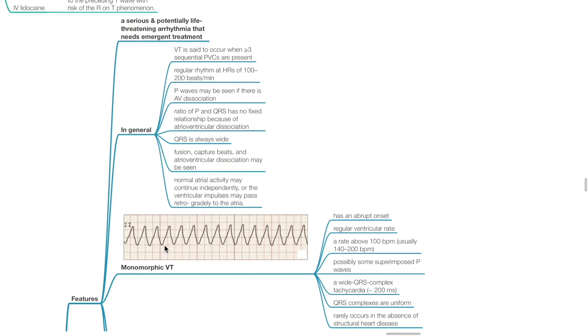P waves may be seen if there is AV dissociation. Ratio of P and QRS has no fixed relationship because of atrioventricular dissociation. QRS is always wide. Fusion, capture beats, and atrioventricular dissociation may be seen. Normal atrial activity may continue independently, or the ventricular impulses may pass retrogradely into the atria.